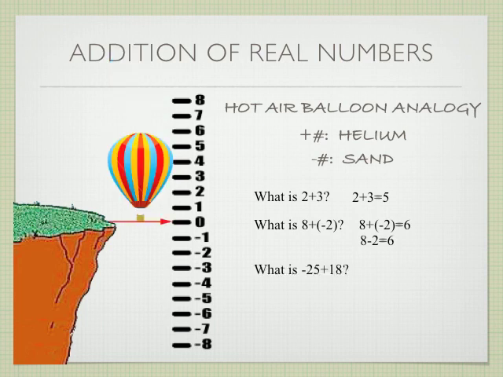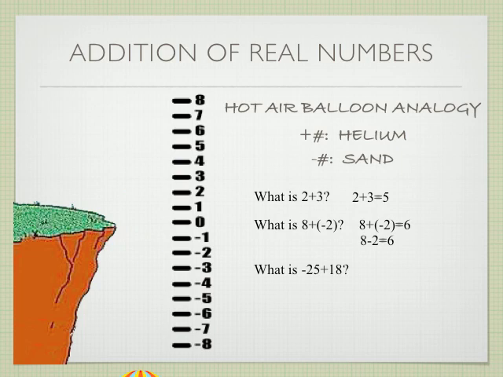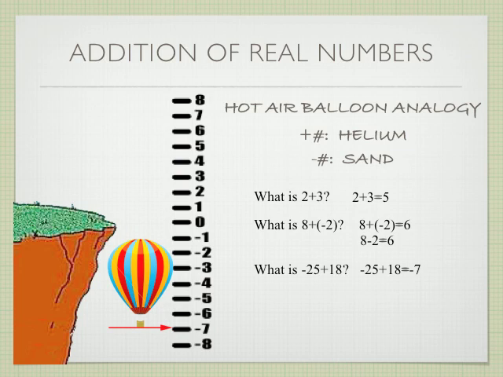Okay, what about negative 25 plus 18? Don't worry about what the exact answer is. If I add 25 sandbags and 18 bags of helium, am I going to end up above the cliff or below the cliff? Okay, I'm going to be below the cliff, so let's see what happens. 25 sandbags, and I go clear down there. Now 18 bags of helium, that's going to bring me back, not all the way, but a good bit. It's going to bring me back so that I'm just 7 feet below the cliff. So I have negative 25 plus 18 equals negative 7.